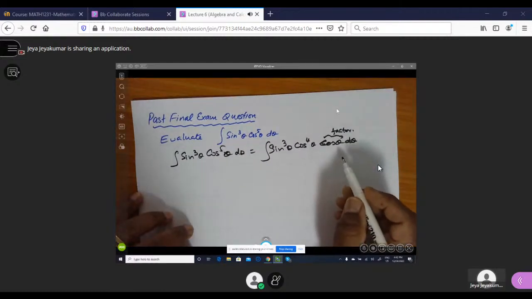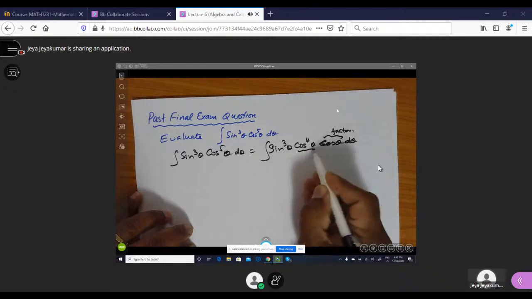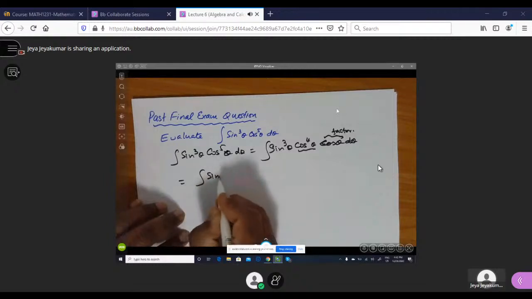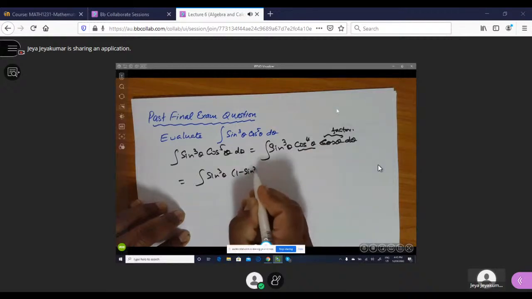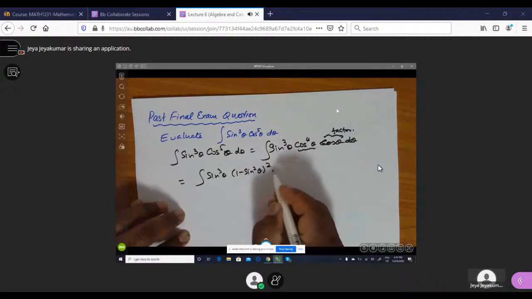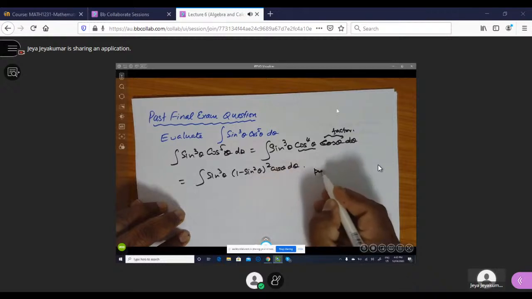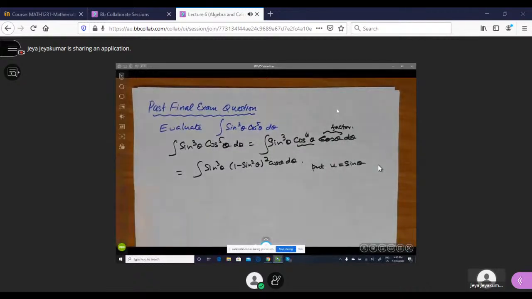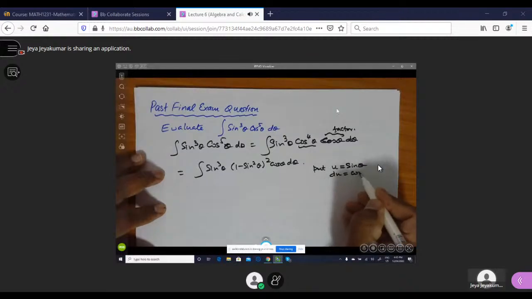That tells you to write everything in terms of sine. You have an even power of cosine, so you can write it in terms of sine. That gives you the integral of sine cubed theta times cosine squared theta squared, where cosine squared theta is 1 minus sine squared theta, and then cosine theta d theta. Now use the substitution u equals sine theta, so du equals cosine theta d theta.